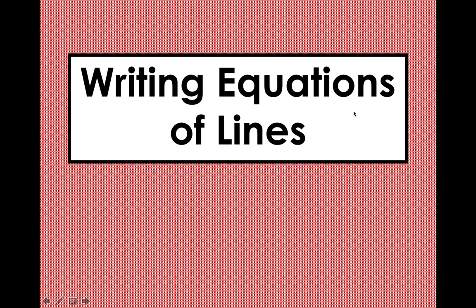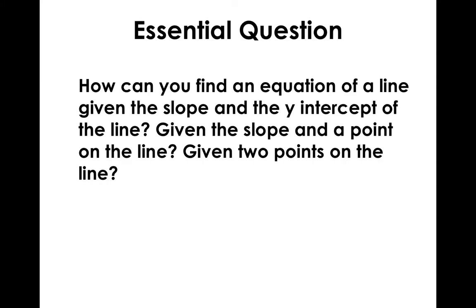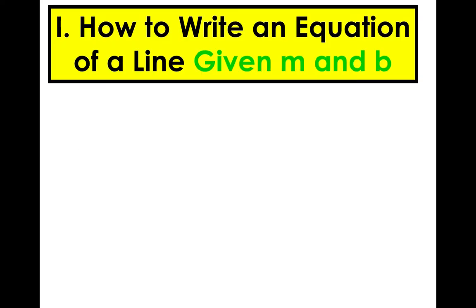Today's unit is going to be about writing equations of lines. There are different ways of writing equations of lines, different ways that they're given to you. So the essential question is, how can we find the equation of a line given the slope and the y-intercept of the line? How can we find the equation of a line if we're given the slope and a point on the line? And then how can we find the equation of a line if we're given 2 points on a line? We're going to describe all 3 of these.